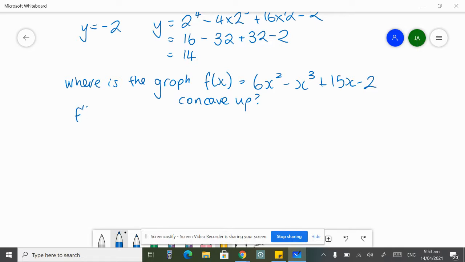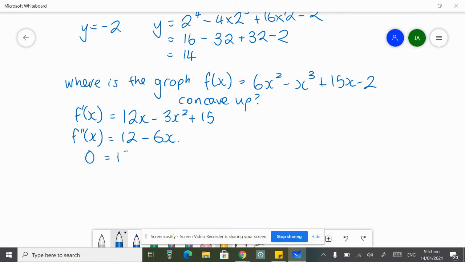So find f dash of x first. That's 12x minus 3x squared plus 15. F double dash is 12 minus 6x. Okay. Now we know that it's a point of inflection when f double dash of x is equal to 0, because remember when I said before, where it changes from concave up to concave down is at the point of inflection. So that means that x must equal 2.